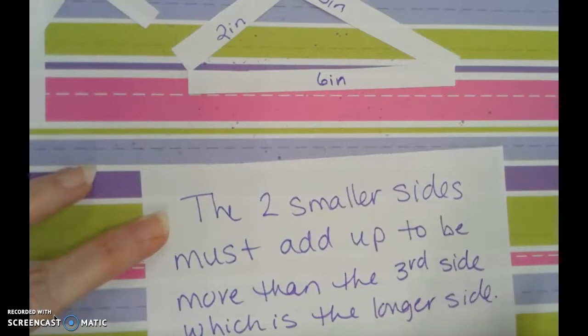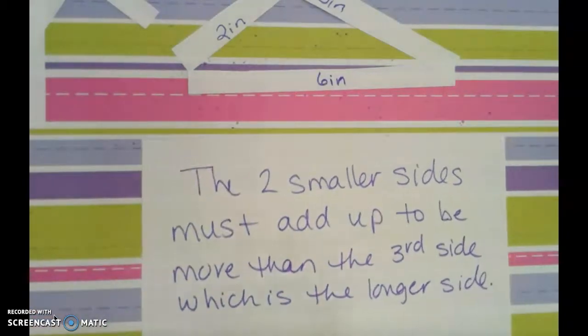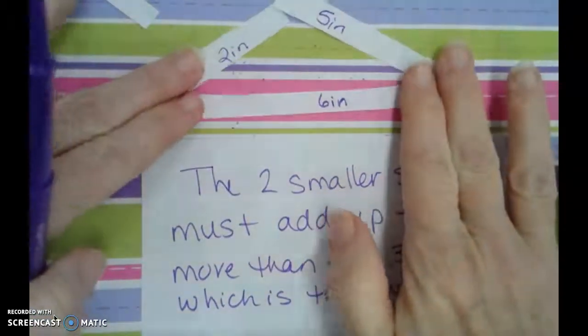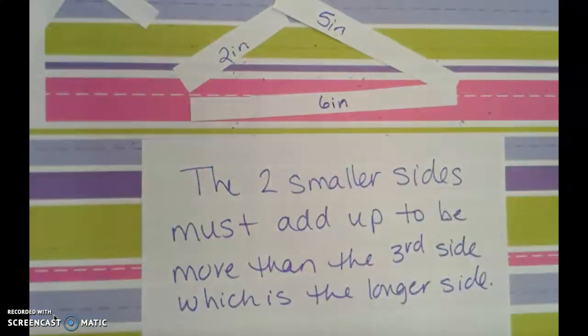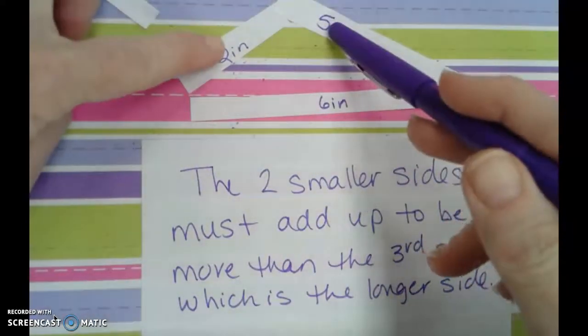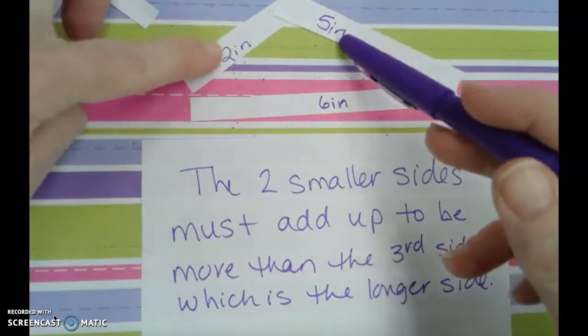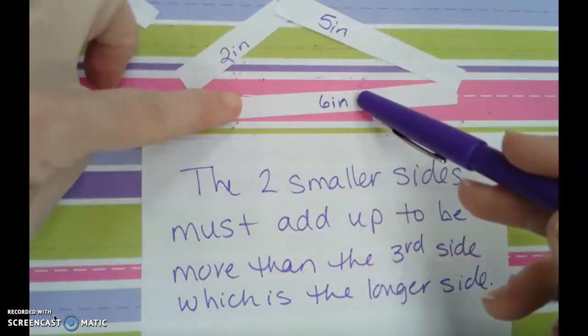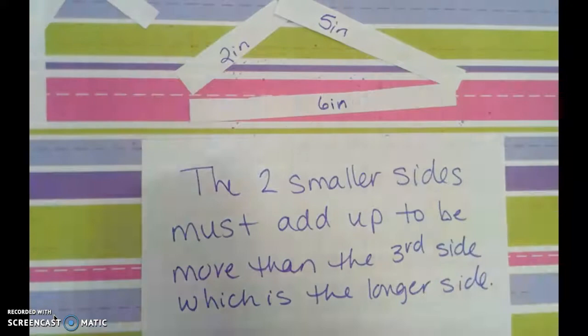So when you do your activity today, you're going to think about, okay, you have to find the 2 smaller ones first. So I'm going to find the 5 and the 2. If I have the 5 and the 2 that add to give me 7, that's bigger than the 6. So I know that, yes, that can be a triangle.